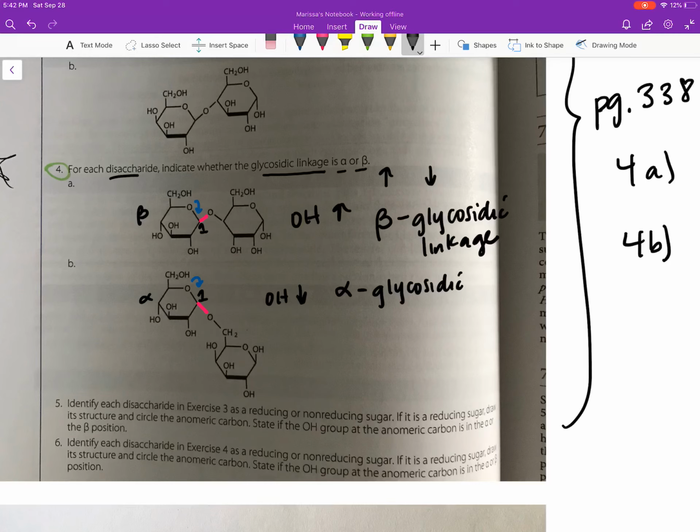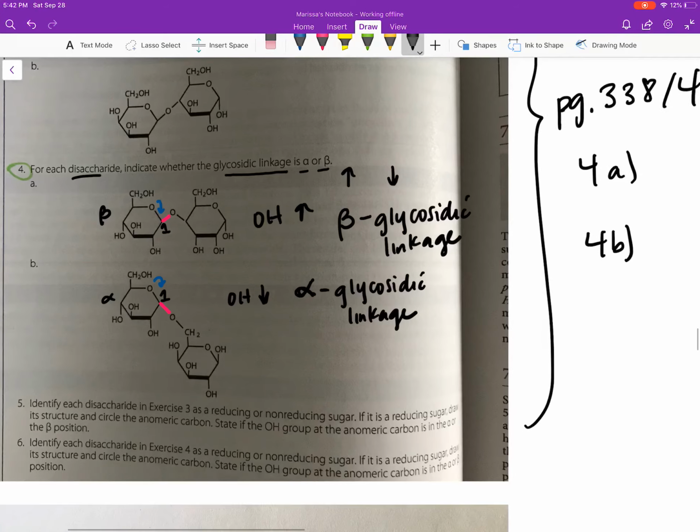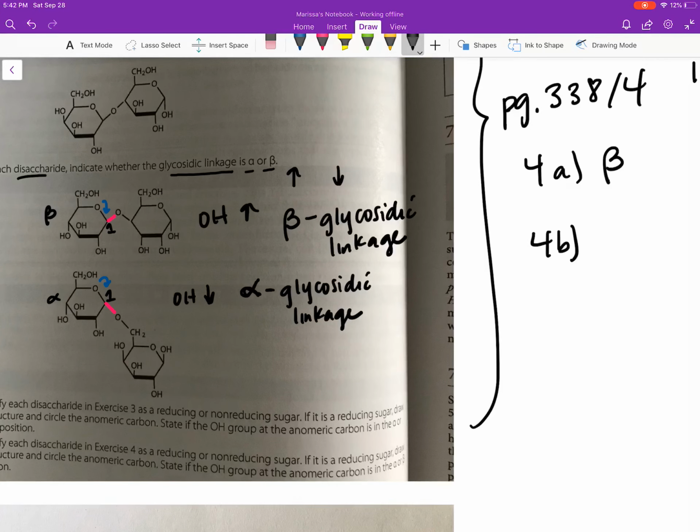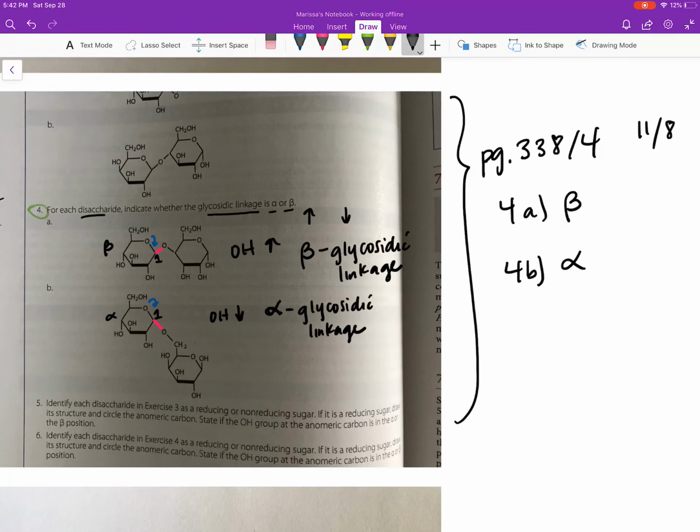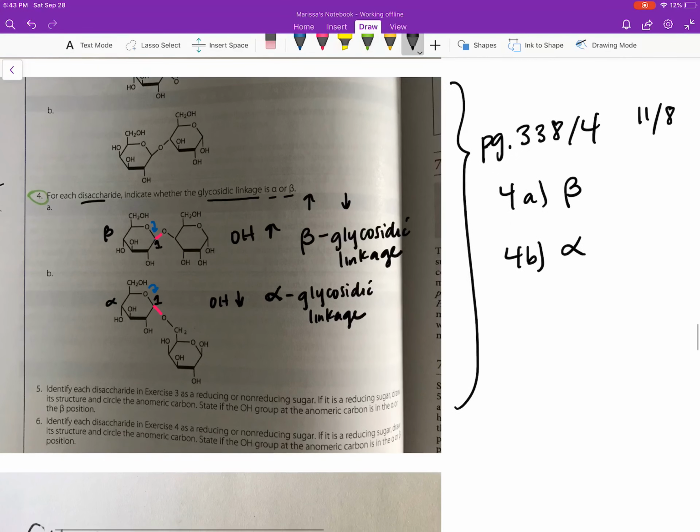Okay, so I hope it's clear to y'all that the beta has like this weird little tail sticking off of it, and the alpha looks like a little fish. Sometimes when the pen gets a little bit thicker, it's hard to see the exact details. So that's all that it means earlier when it was saying that it's an alpha or a beta linkage, is the direction of that oxygen off of the anomeric carbon.